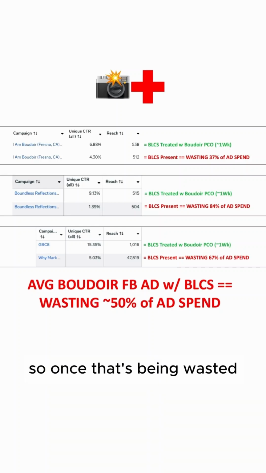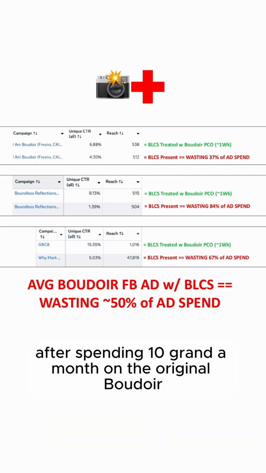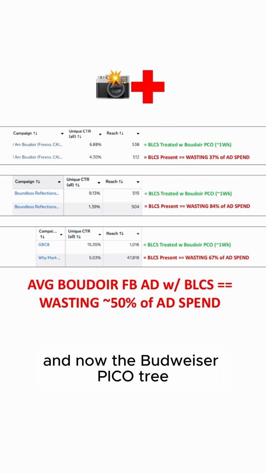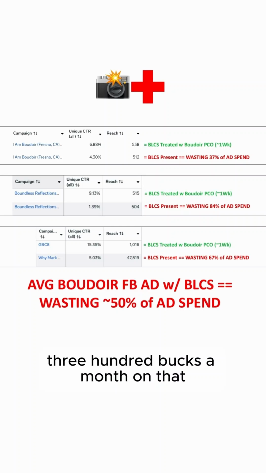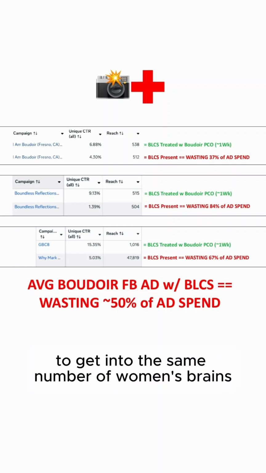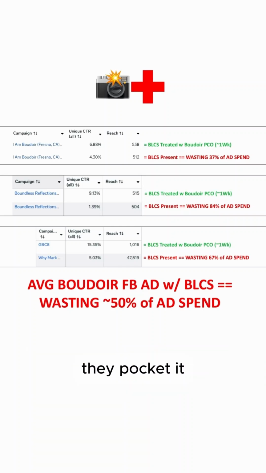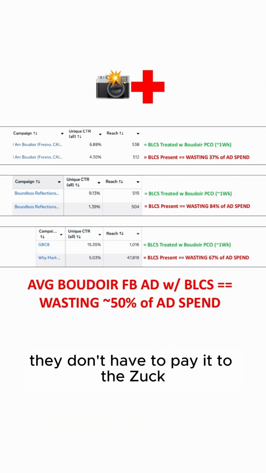So once that's being wasted, if they're spending 10 grand a month on the original Boudoir Facebook ad, with the Boudoir Pico treated ad they only need to spend $6,300 a month to get into the same number of women's brains. Awesome. So the $3,700 a month, they don't have to spend it anymore. They pocket it. They literally just keep it in their pocket. They don't have to pay it to the Zuck.